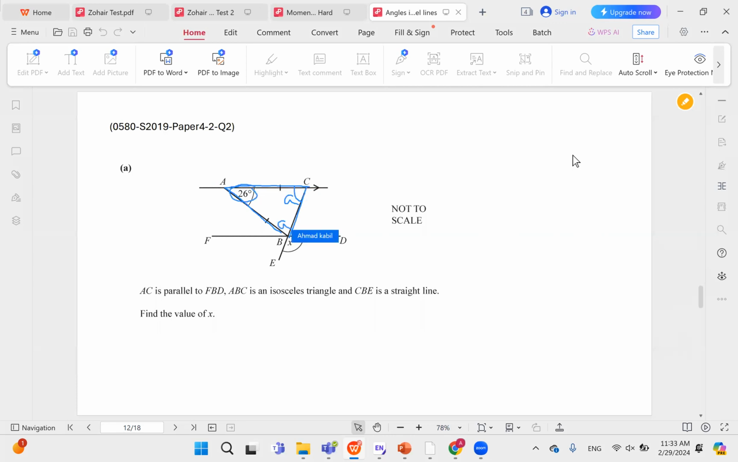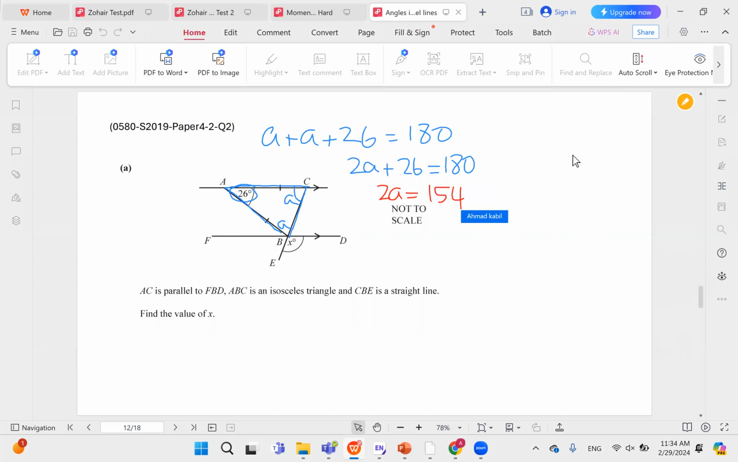So now we have A plus A plus 26 equals 180. So 2A plus 26 equals 180. So 2A equals 180 minus 26, which would be 154. Therefore, A would be 77. I divided by 2 on both sides, of course. So now we have 77 here and 77 here as well.